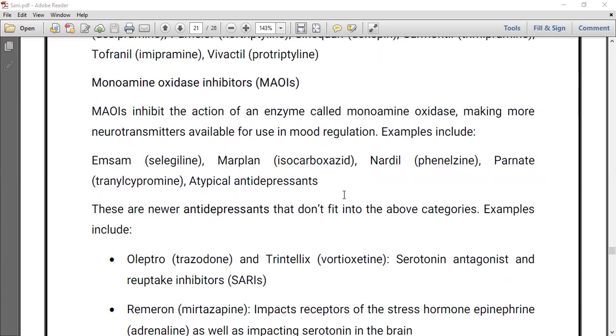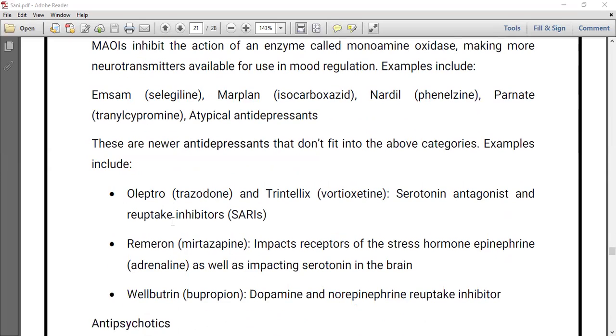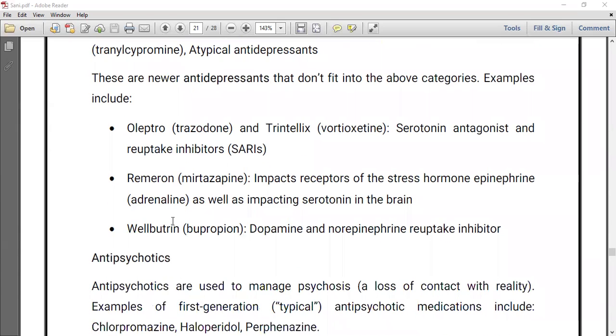The other one is the monoamine oxidase inhibitors. Monoamine oxidase inhibitors block the action of an enzyme called monoamine oxidase, making more neurotransmitter available for use in mood regulation. This one includes Emsam, Marplan, Nardil, and Parnate. Atypical antidepressants are the newer antidepressants that do not fit into the above categories. Examples include trazodone, venlafaxine, serotonin antagonist and reuptake inhibitors. The second one is bupropion, a dopamine and norepinephrine reuptake inhibitor.